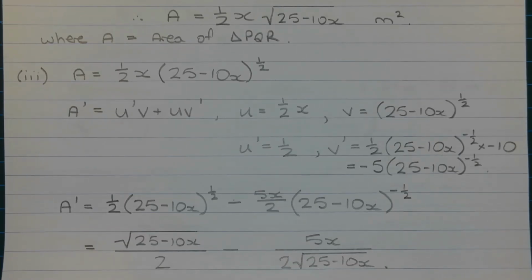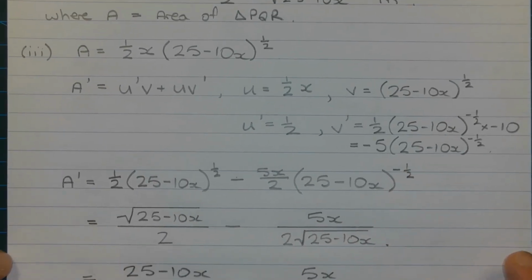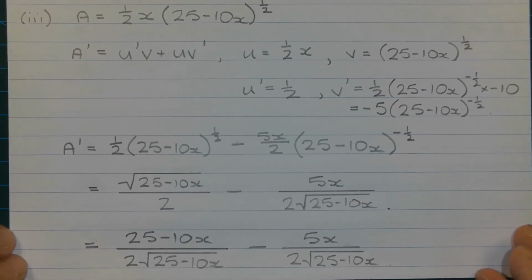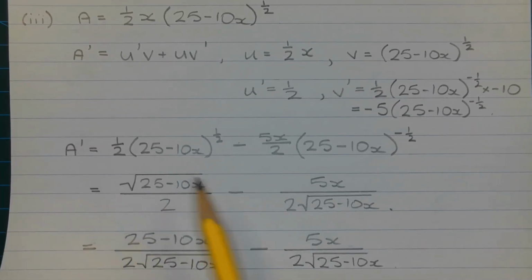So putting that all together, using the product rule, we get A' is equal to 1/2 times (25 minus 10x) to the power of 1/2 minus 5x/2 times (25 minus 10x) to the power of negative 1/2. So writing A' using surd notation, we get A' is equal to the square root of 25 minus 10x over 2 minus 5x over 2 times the square root of 25 minus 10x.